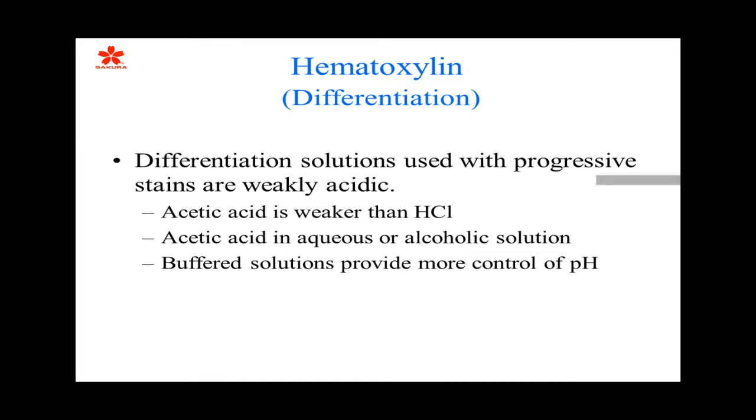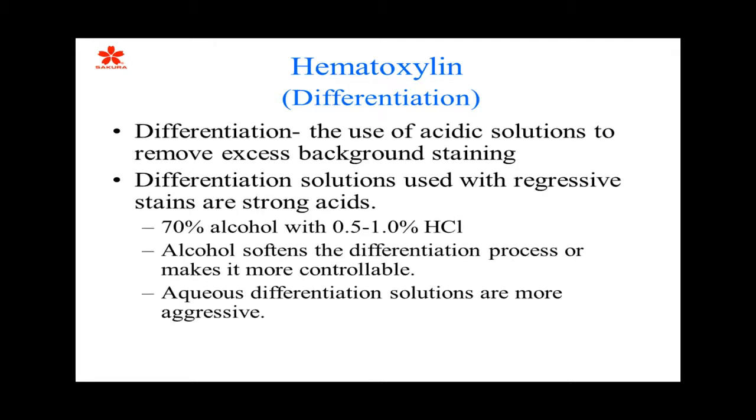Light differentiation solutions used with progressive stains are weakly acidic. This is not like the HCl that you would normally use. It's a mild acidic rinse almost. Acetic acid in aqueous or alcoholic solutions. The solution is buffered, and once again, this is used with the weaker hematoxylins that you would use.